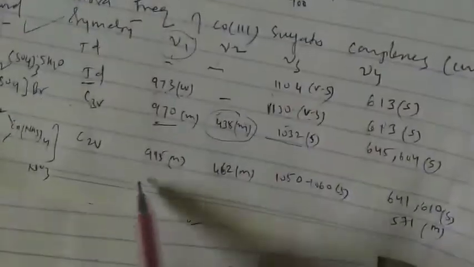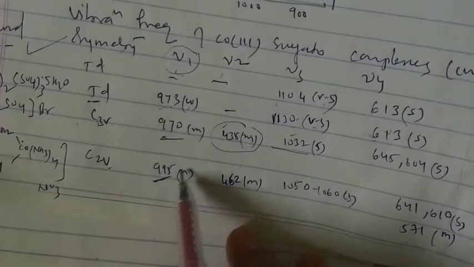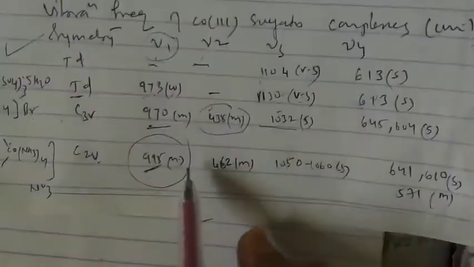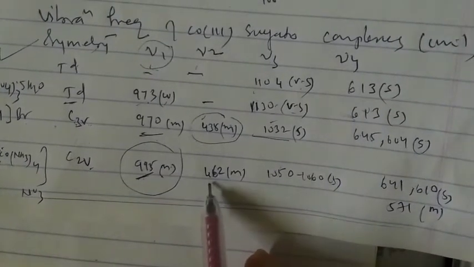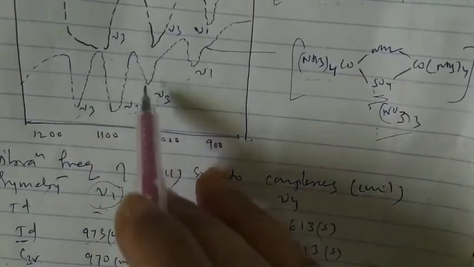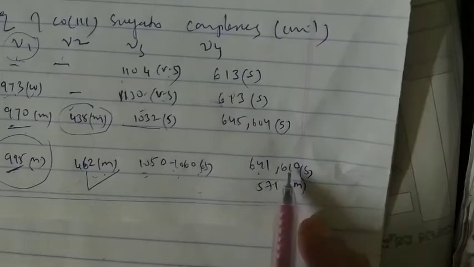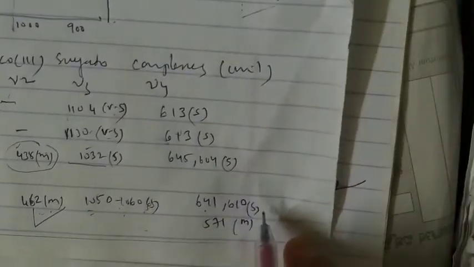The last one is this complex, where our spectrum is here. You can see the peaks nu1, nu3, nu3, nu3. This has C2v point group, and nu1 is medium at 995 per centimeter. Next, nu2 is medium at about 462. Nu3 is very strong at 1050, with all three components around 1050 to 1060. In the medium range you can see nu4, and in the strong range it is at 641, with 517 medium.